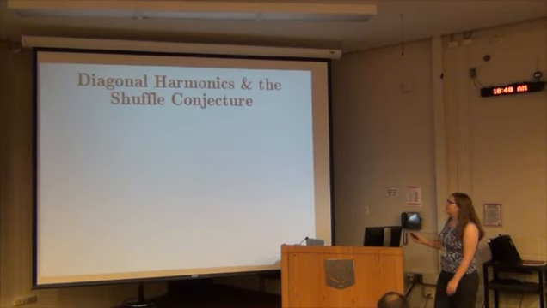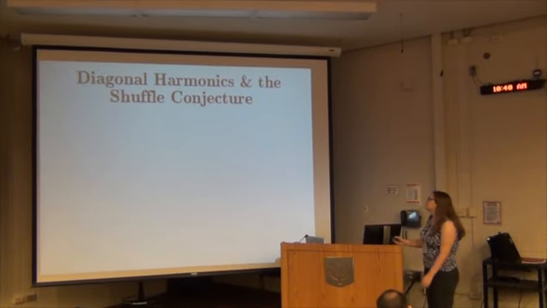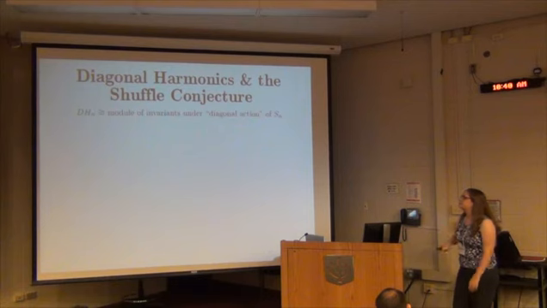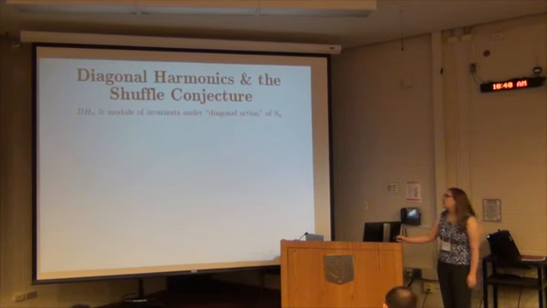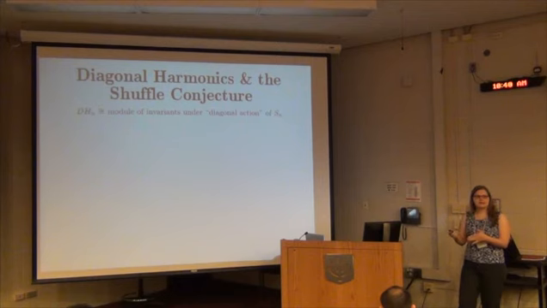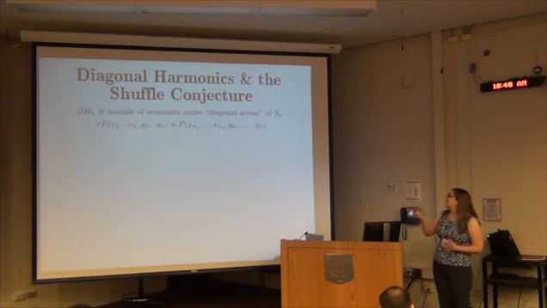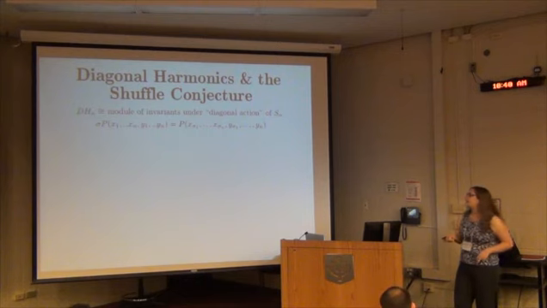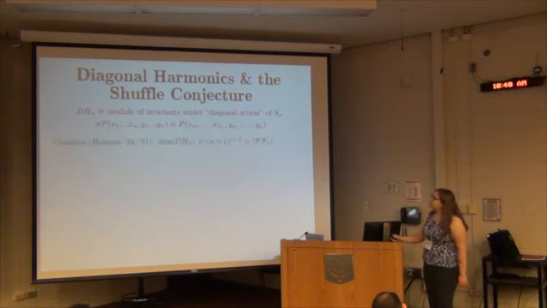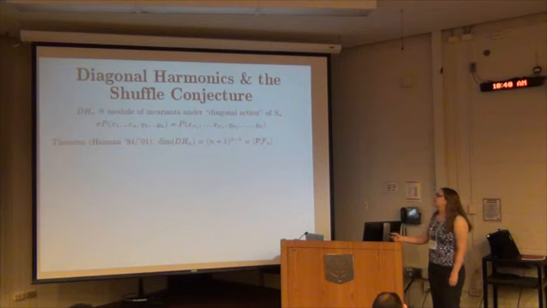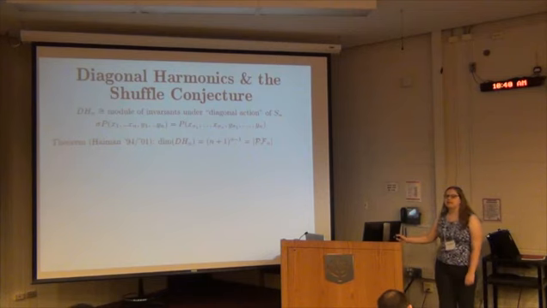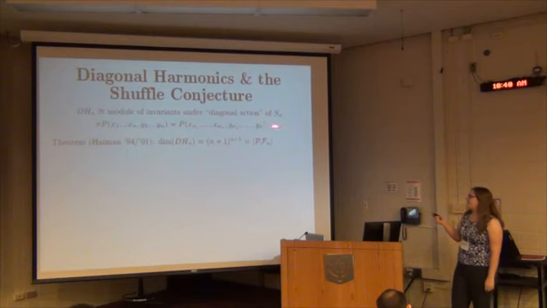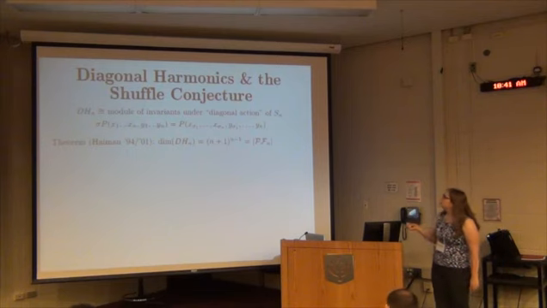Mainly because of the module of diagonal harmonics, at least originally. The module of diagonal harmonics is a module of invariants in two sets of variables, x1 through xn and y1 through yn, and you let Sn act on each of those sets of variables in the same way. That's what's diagonal about the action. In 1994, Mark Haiman conjectured that the dimension of this module was (n+1)^(n-1), which was pointed out to be the number of parking functions in the n by n lattice.